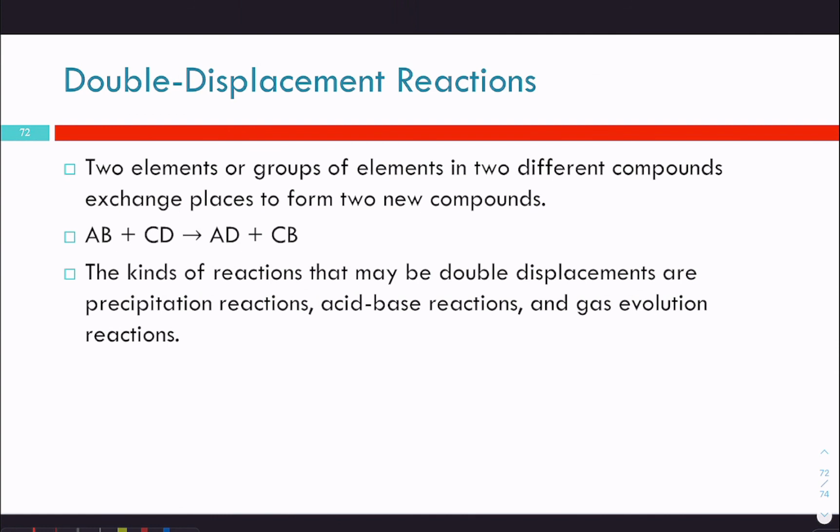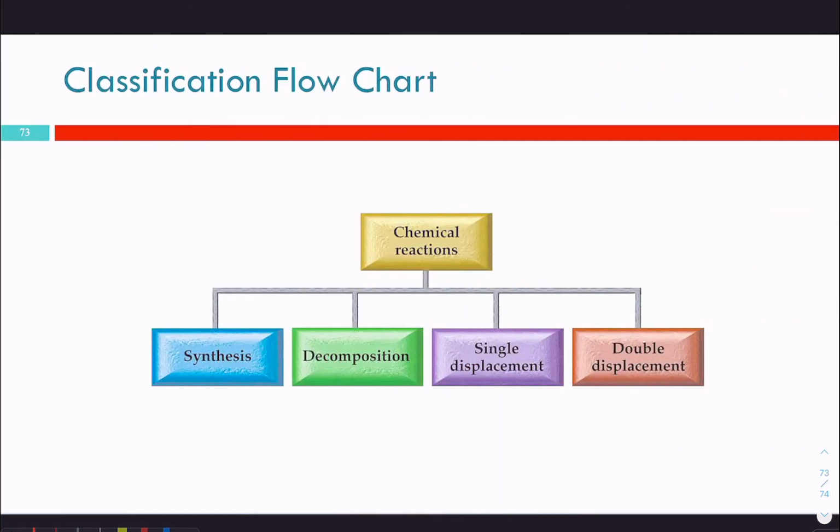And then double displacement reactions, where you take your two compounds and swap anions to make two new compounds. A lot of the ones we talked about today were those. So precipitation, acid-base, and gas evolution reactions are all forms of double displacement most of the time. What was this last slide? Oh yeah, just the classification flow chart. So again, this is classifying by what atoms do rather than what the outcome is.